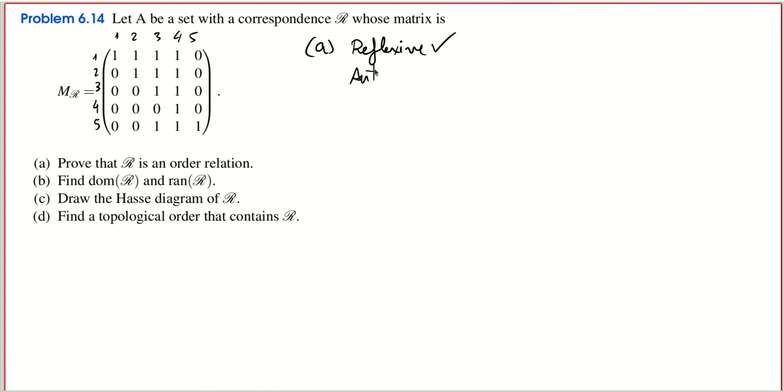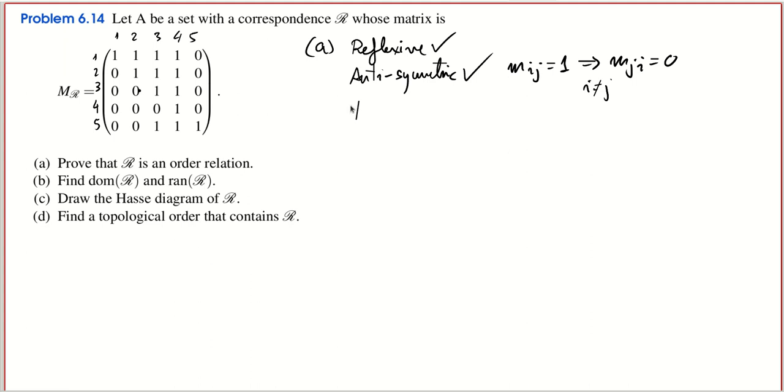Then antisymmetric. For antisymmetric, we need to check that if Mij is a 1, then Mji is a 0, when i and j are different. So we go to the off-diagonal ones and check that for every one you have here, in the symmetric position you have a 0. So this is a 1, this is a 0, that's okay. 1, 0, 1, 0, 1, 0, okay. Then you also have 1, 0, 1, 0, 1, 0, 1, 0. That's okay, so it's antisymmetric.